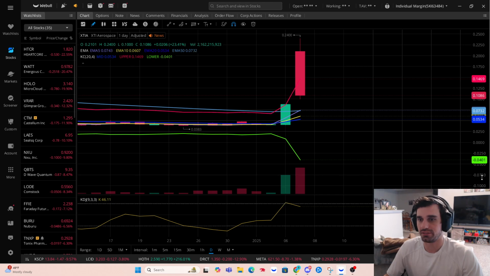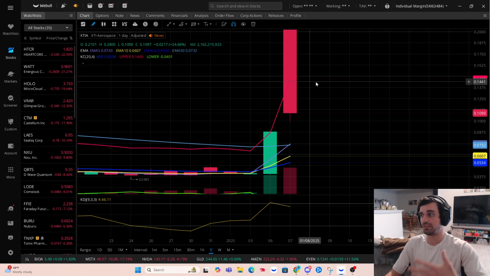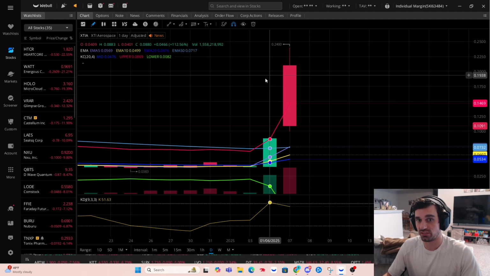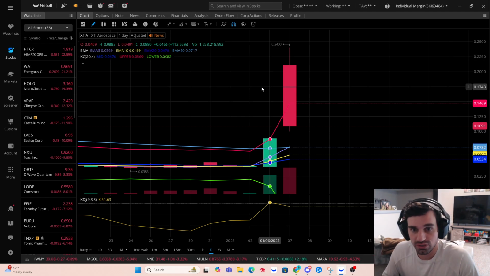Basically, when a daily candle penetrates this upper band, this red band, that's my Keltner channel. I have it on extremely overextended settings. And when you see a move that's this far above it, that means the bounce effects are going to be really big. That's typically what I'm looking for.